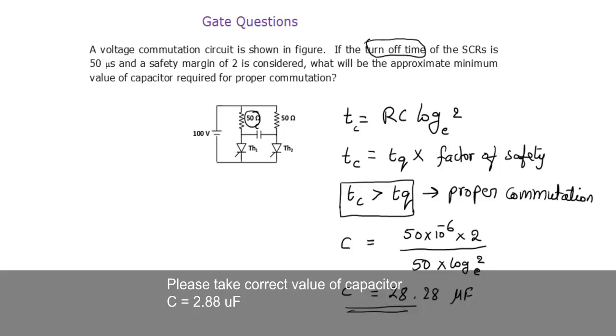Okay, with this I am stopping the video. For the commutation circuits, I can say we completed the commutation circuits. This is required for the next lessons like inverters and DC to DC converters. Okay, we'll discuss inverters in the next session.